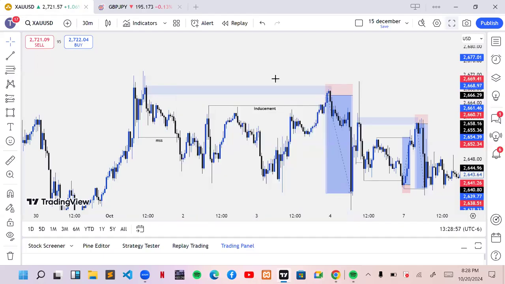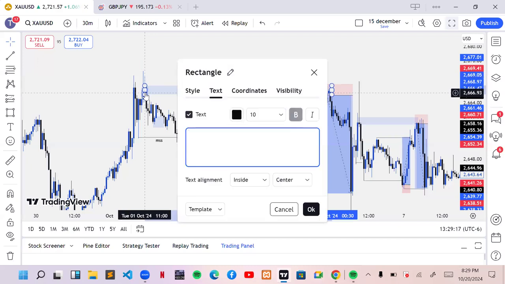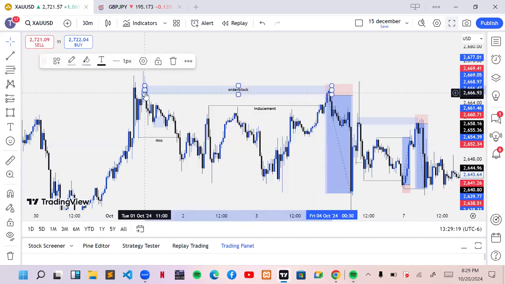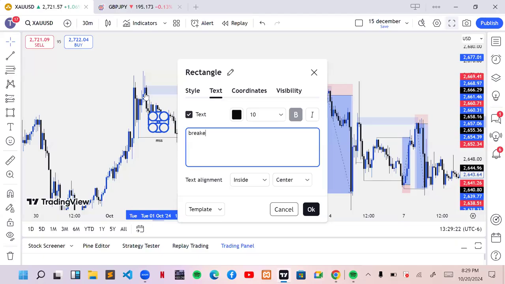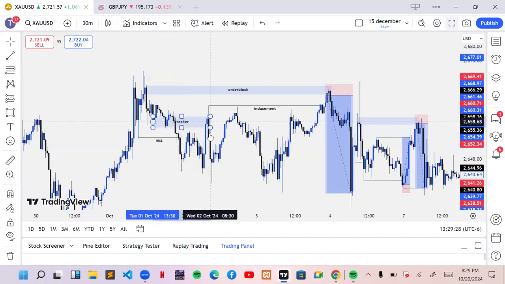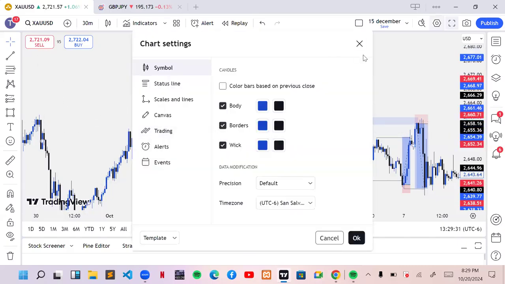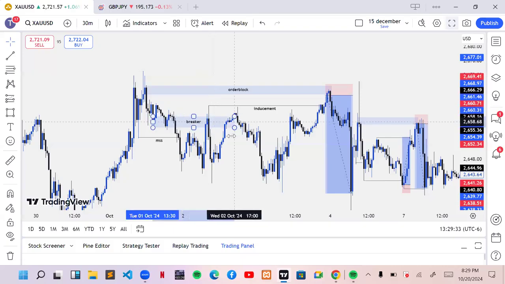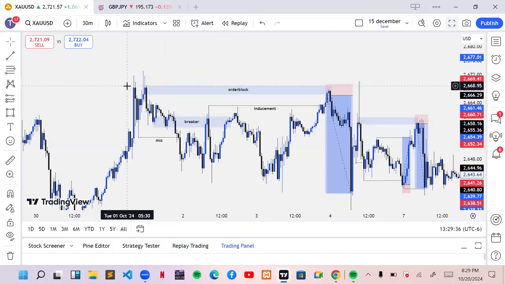Now pay attention to this chart. There's actually a breaker block right here. A breaker block is a failed order block. So this is another block that was supposed to hold the market for buys, but actually the market came here and broke past it. So this is a breaker block, and then our point of interest is our order block right here. So this is the order block, and this is the breaker block. This is our breaker block here, and this is our order block.